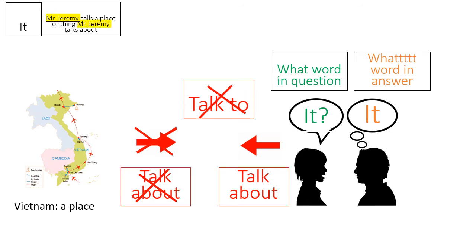It can also be a place. So Mr. Jeremy calls a place or thing Mr. Jeremy talks about it. So I can call Vietnam, for example, it. And like I said in the last slide, if it is the what word in the question, then it is the what word in the answer.